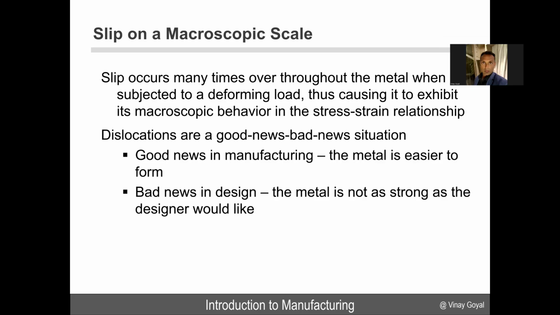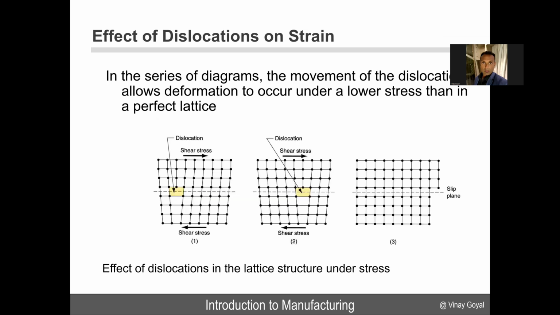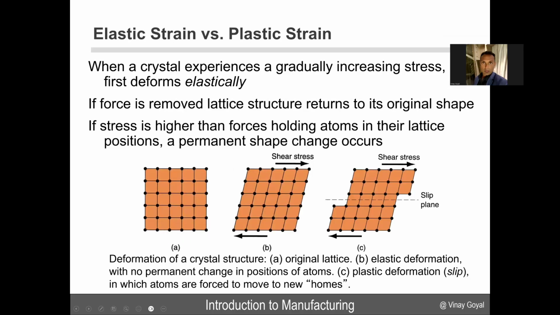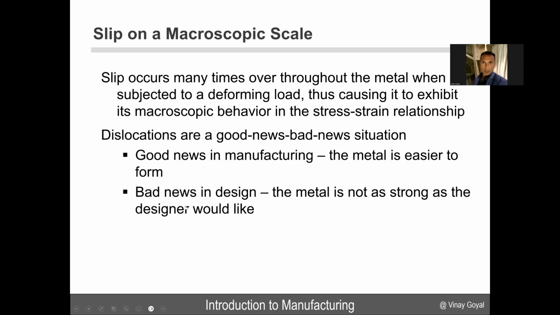Dislocations can be a good news, bad news situation. It's good news in manufacturing because you can form that metal much easier than if there was no dislocation. For example, in this case, it will be easier to deform this structure for the purposes of manufacturing than a perfect lattice like this where there are no dislocations. It is, however, bad in design, because if you have dislocations, then the metal will not be as strong as we would like it to be.